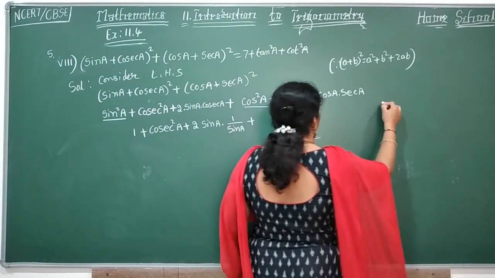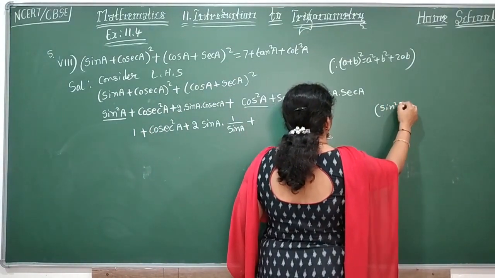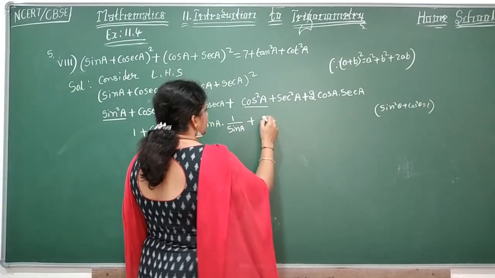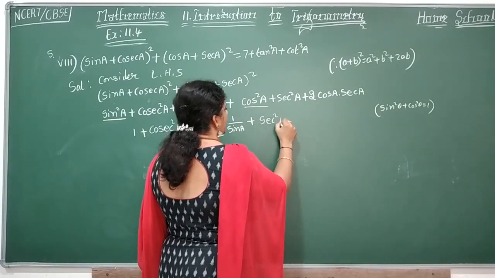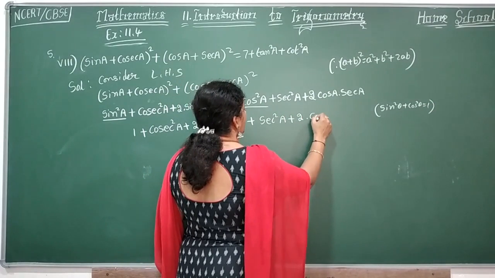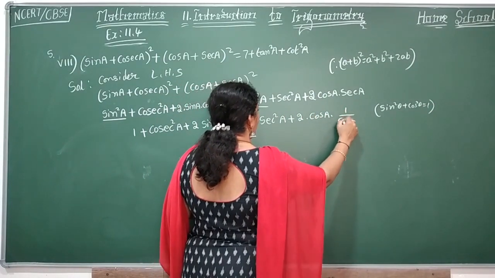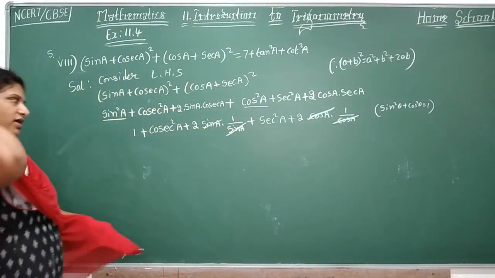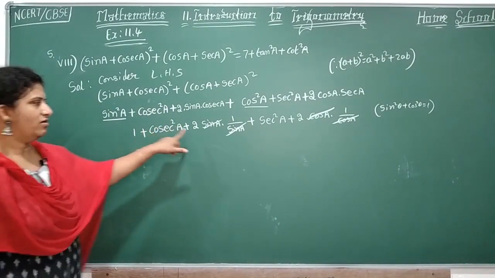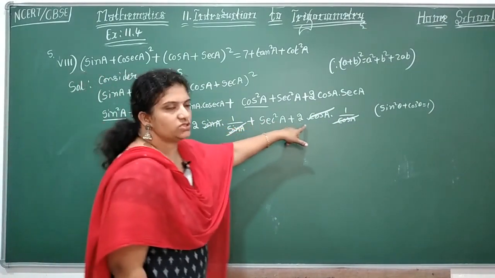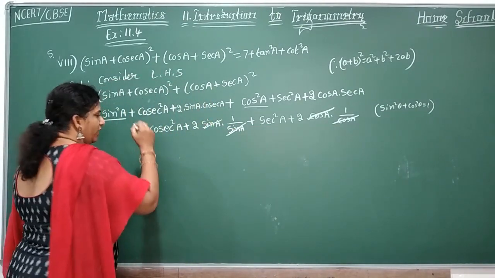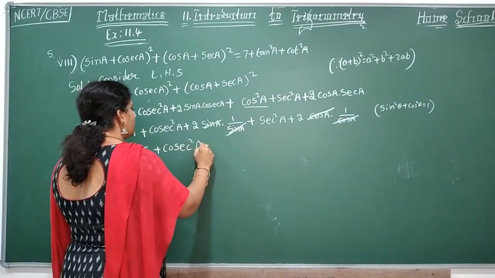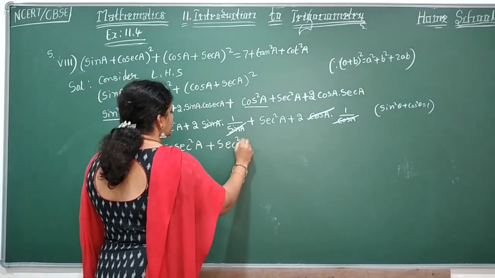You have to write this side children, by the identity sin square theta plus cos square theta is equal to 1. I have written that. Plus secant square A plus, again look here, what is secant A? 1 by cos A. Cos A, cos A. Sin A will be cancelled. Now look here children, how to write this? 1 plus 2, 3. 3 plus 2, how much? 5. Okay? So now what is left here? 5 plus cosecant square A plus secant square A.